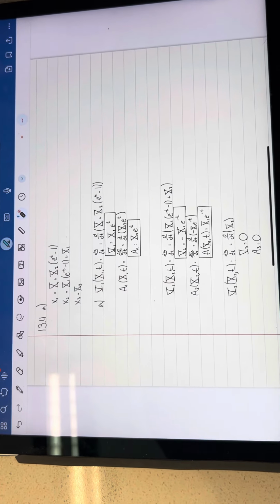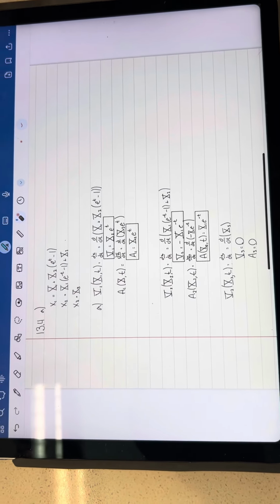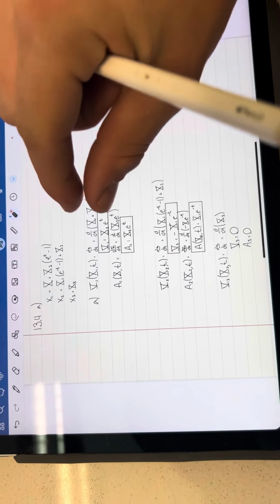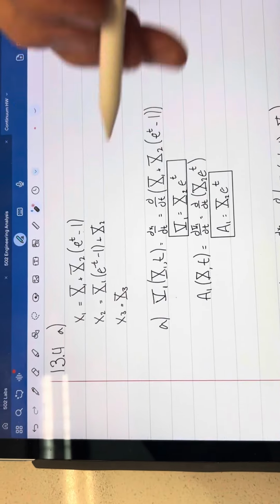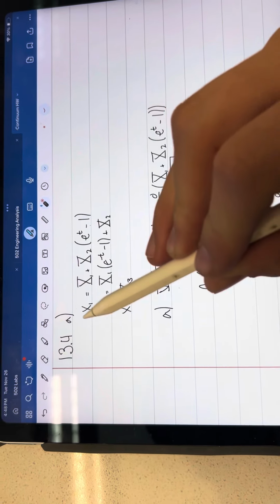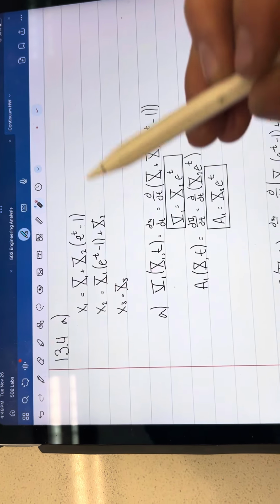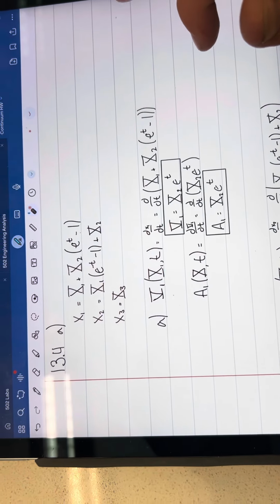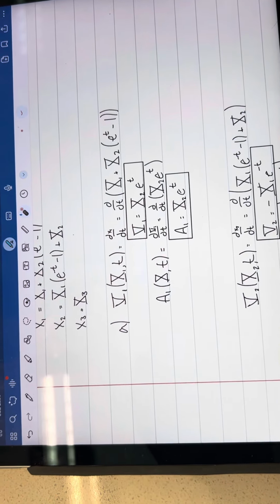Hi, so I'm going to be going over 13.4a and kind of just looking at this. The problem says to consider the motion with these three descriptions. And so the first thing that we want to do is be able to get the expression for the Lagrangian description of velocity and acceleration.